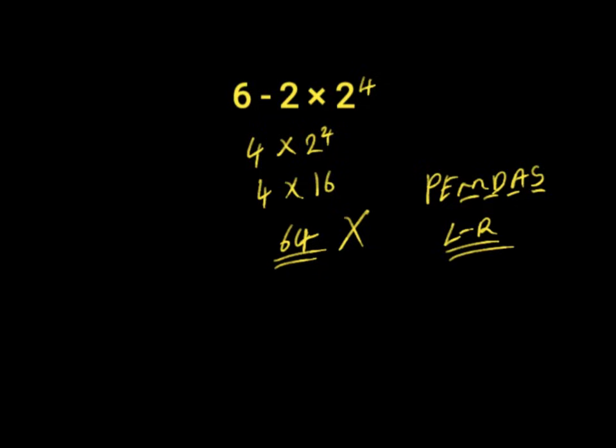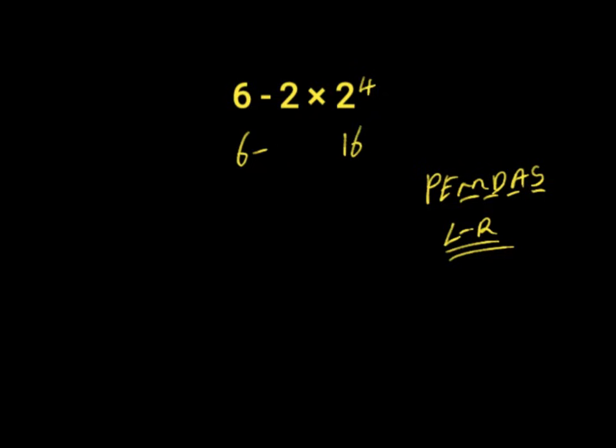Let us solve the right answer to this question. First of all, we are going to solve our exponent because it comes first before multiplication and subtraction. In our exponent, we have 2 to the power of 4. 2 to the power of 4 is 16. Then we have 6 minus 2 times 16.